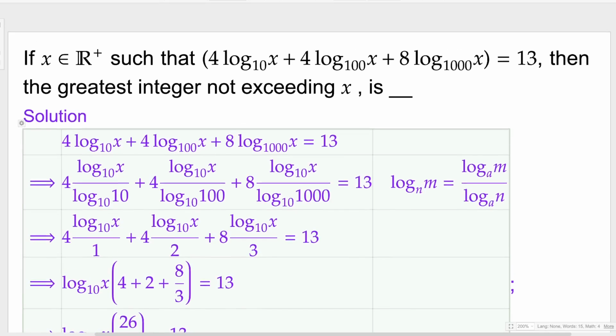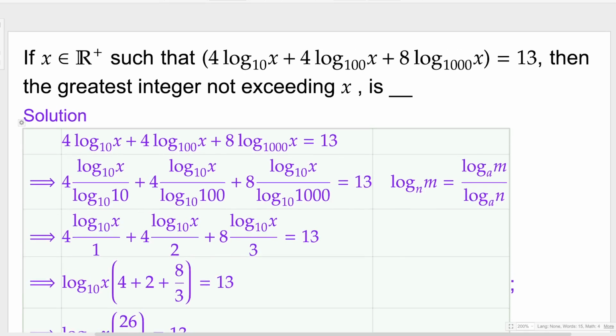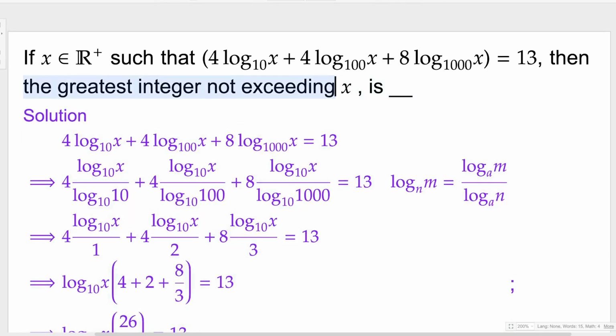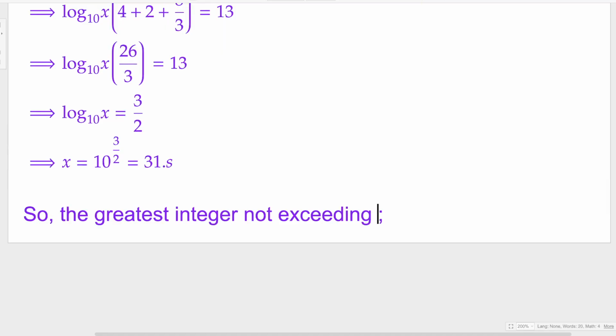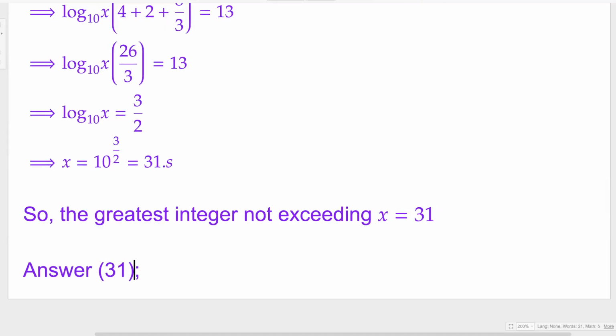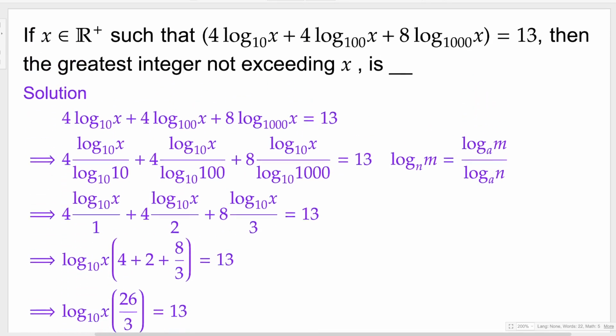Now the problem statement is asking for the greatest integer not exceeding x. So finally I'll conclude towards my answer: the greatest integer not exceeding x will be equal to 31. So therefore for this problem statement 31 is the answer. So I hope it is clear to everyone.